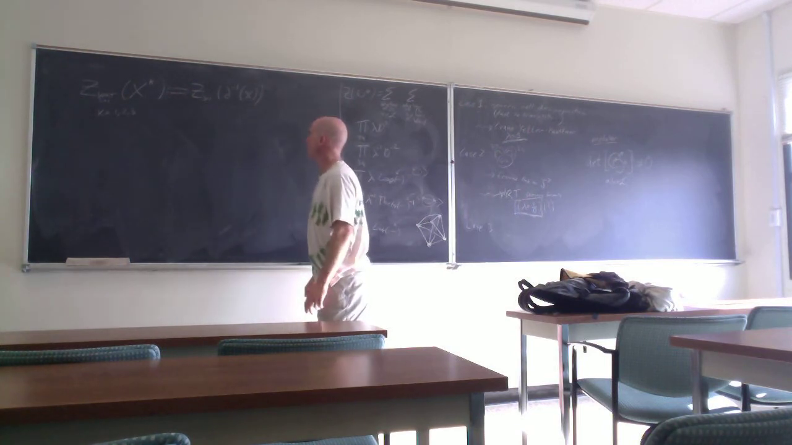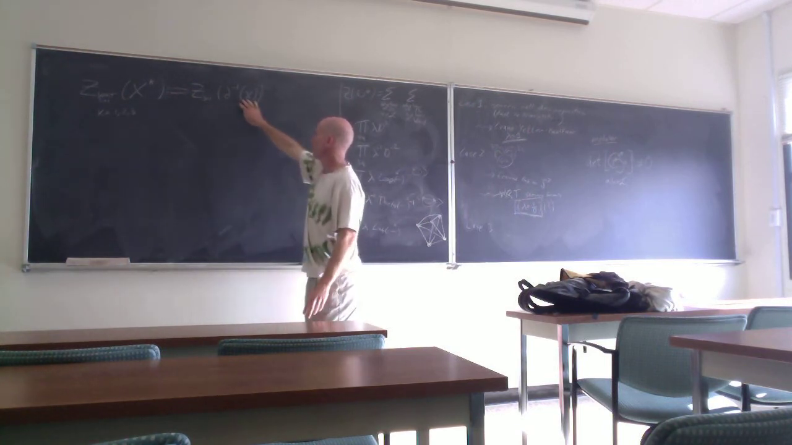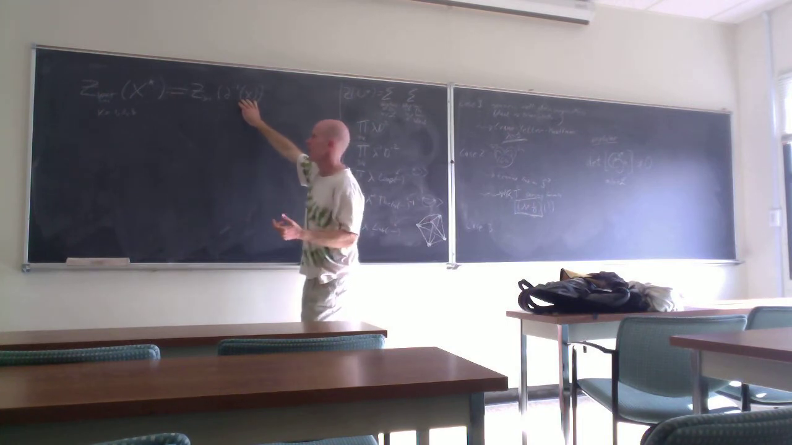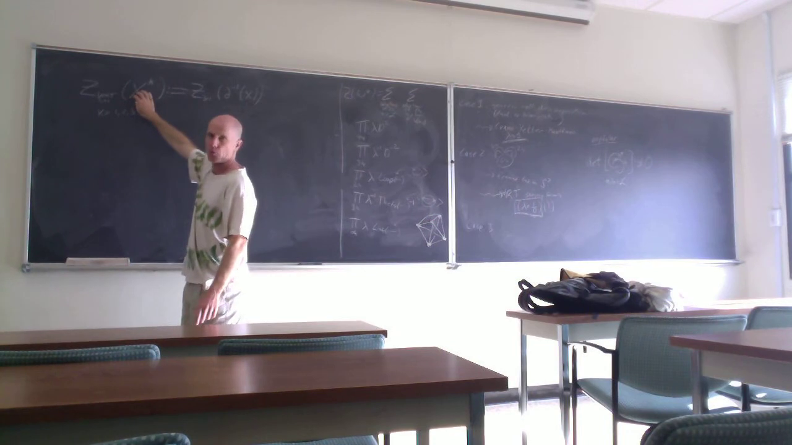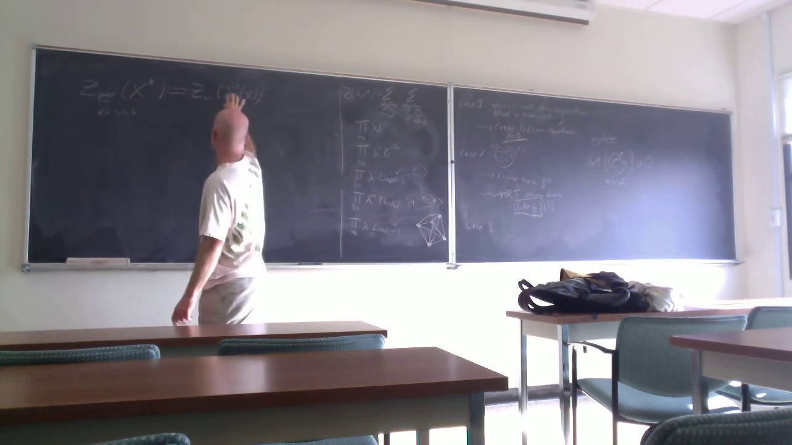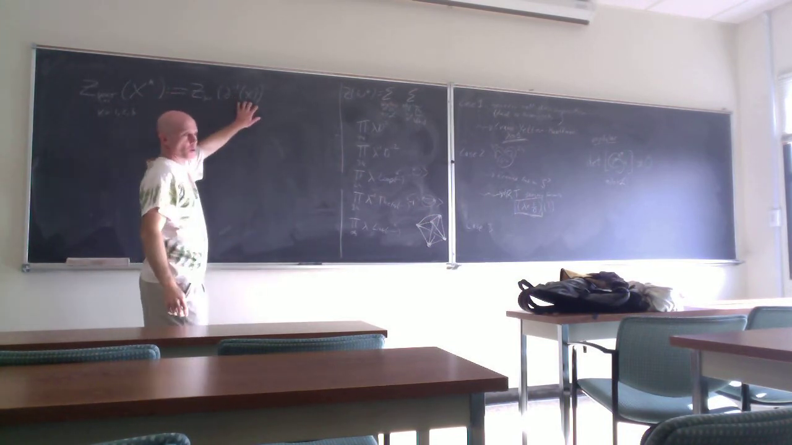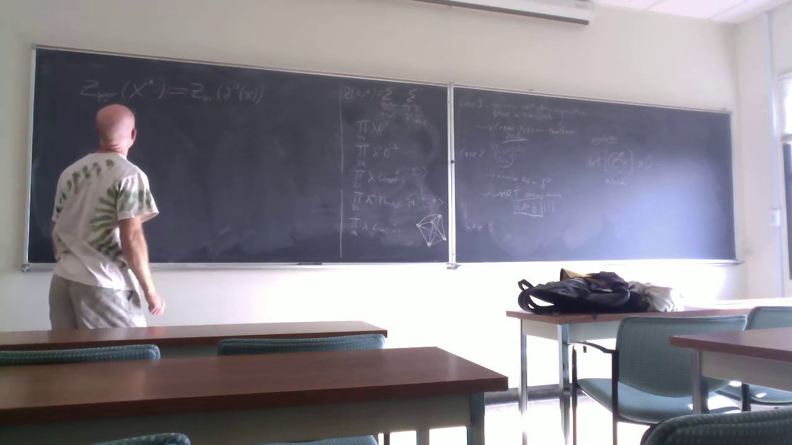Now, you might say, well, isn't it going to depend on the choice? And yes, it is, very slightly. So X is going to have to be not just a plain old k manifold, but a k manifold with a little bit of extra information that allows us to narrow down our choices of the inverse boundary.